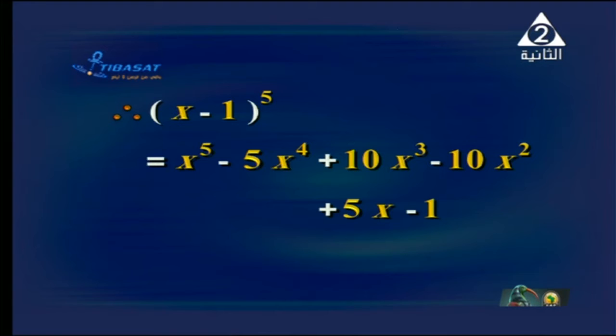How many terms? 6 terms. If we have a bracket containing (x minus 1) for all power 5, then we have 6 terms.